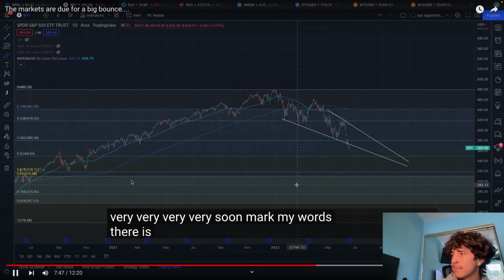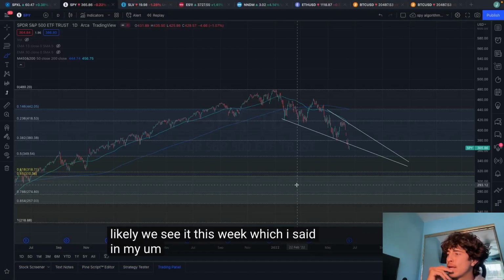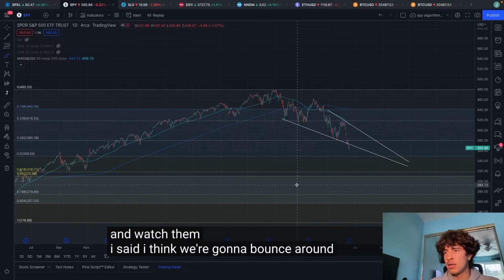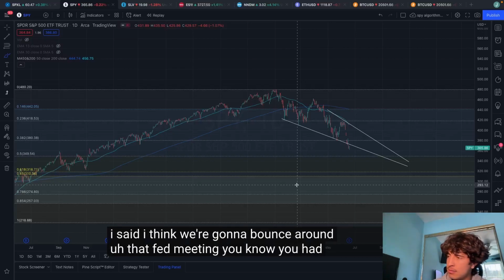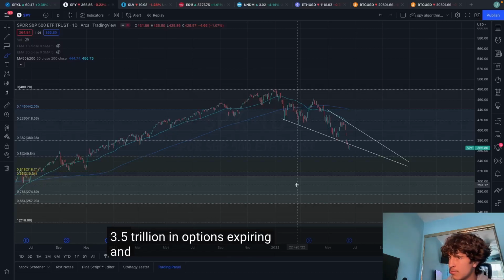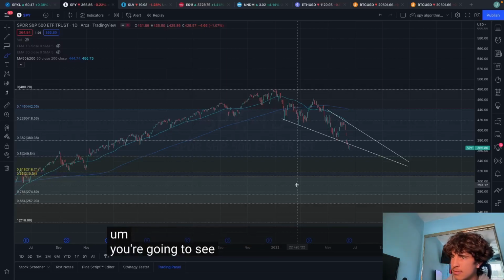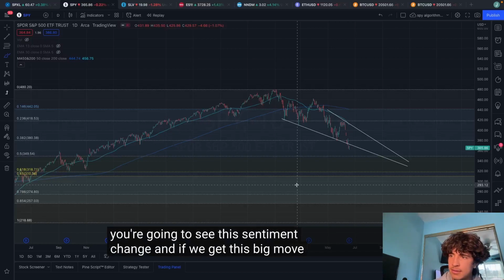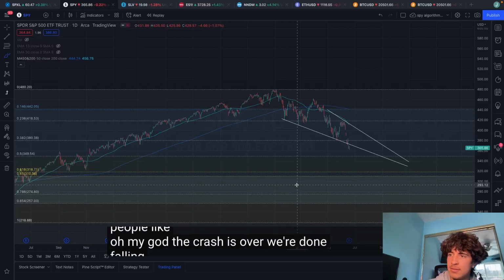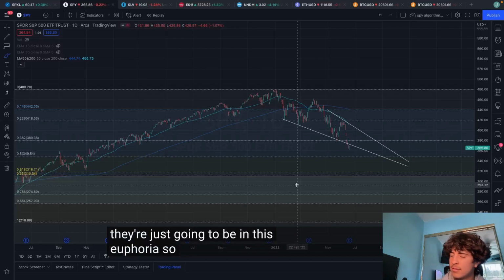Mark my words, there is a bounce that is extremely imminent. Likely we see it this week, which I said in my previous videos. You can go back and watch them. I said I think we're going to bounce around that Fed meeting. You had 3.5 trillion in options expiring, and once all of these positions get repositioned, you're going to see the sentiment change. And if we get this big move, you're going to want to be cautious, because you're going to see all these people like, oh my God, the crash is over, we're done falling. They're just going to be in this euphoria.